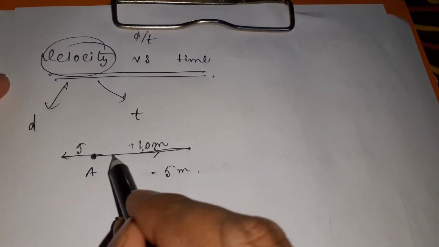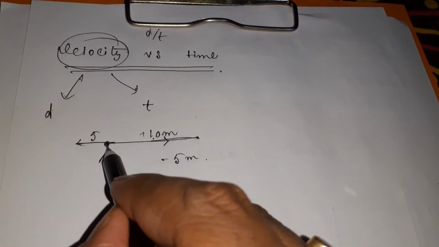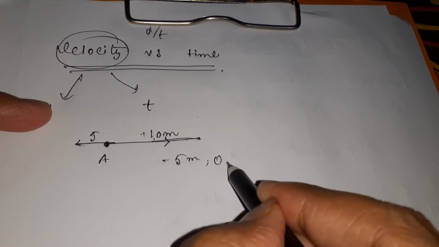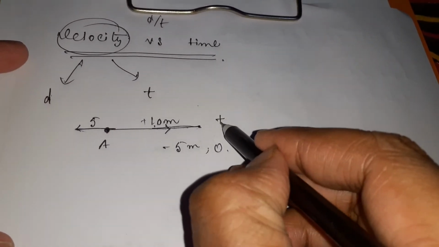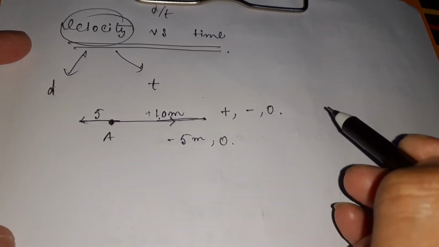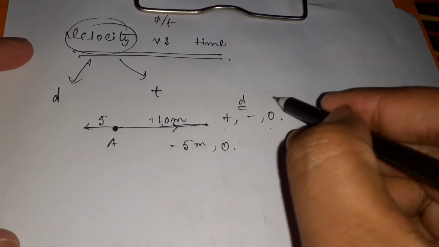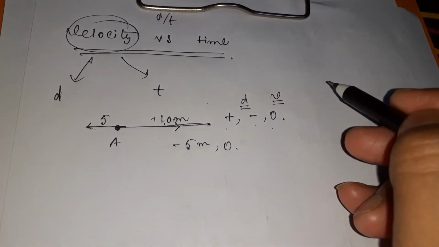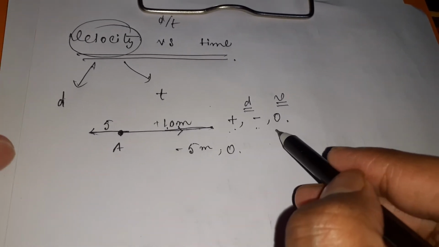And after some time, after going to this position and again reaching this position, if it stops, then the displacement will be zero here. So the main thing I want to say is that displacement can be positive, it can be negative also, and it can be zero also. So as displacement can be positive, negative or zero, you can conclude that velocity can also be positive, negative, or zero.